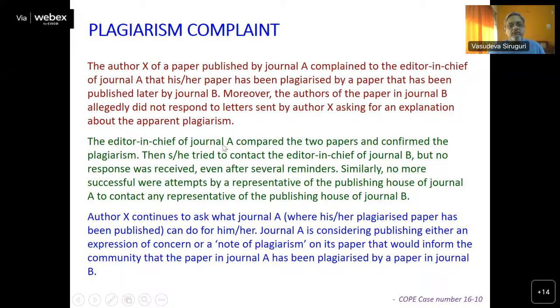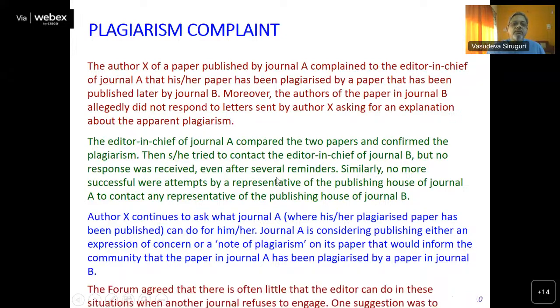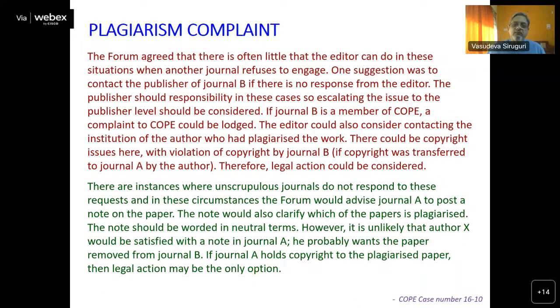So the editor of this journal A contacts the editor of journal B, but there is no response. And then no more successful were the attempts made by a representative of the publishing house of journal A to contact any representative of journal B. So here what was clear is that this journal B is a suspect journal. Probably it is a predatory journal which has agreed to publish any sort of paper, whether it is plagiarized or not. And if such a journal never replies to the other editor, okay, this second journal editor will simply keep quiet, because there are instances where unscrupulous journals do not respond to these requests.